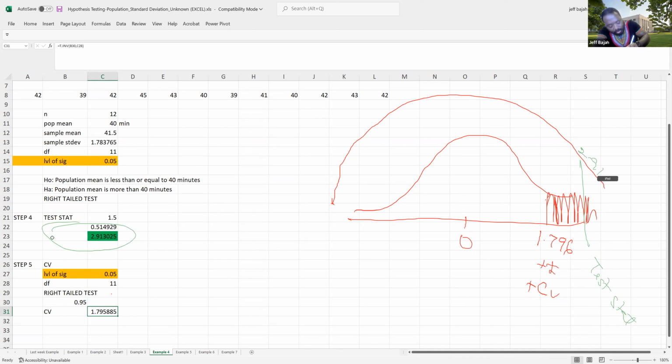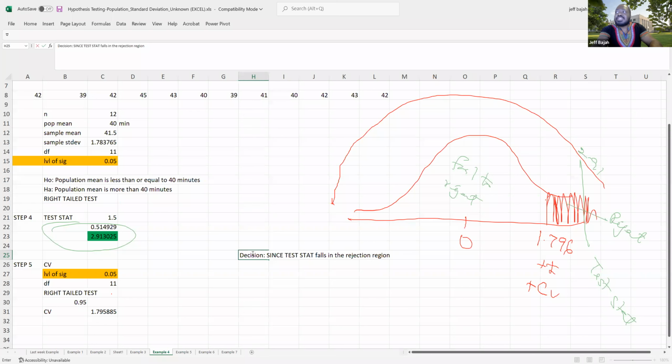2.91. So remember, this is fail to reject, and this is the rejection part. So you can see that it falls in the rejection area. So because of that, we're going to say decision. Since the test stat falls in the rejection region, you can write that, or you can say it's to the right of the critical value. That's also correct. We reject H sub 0.